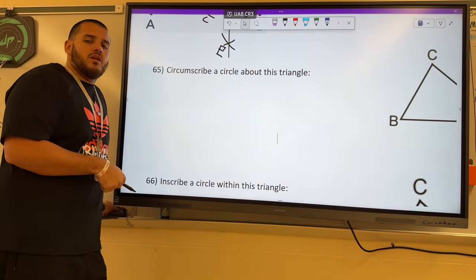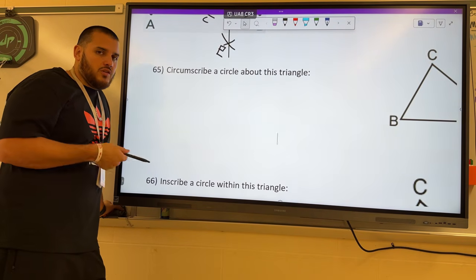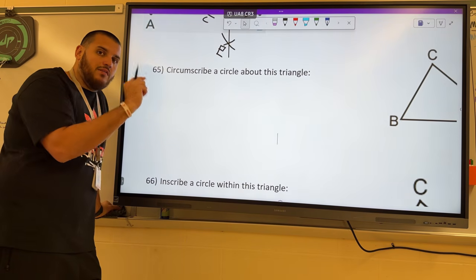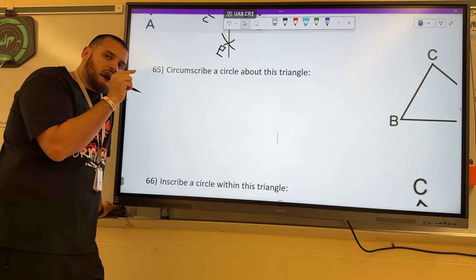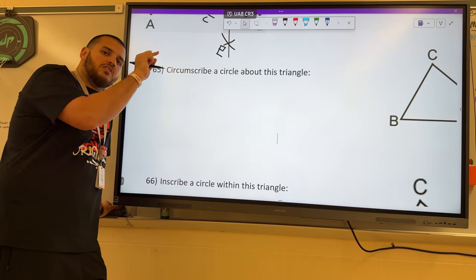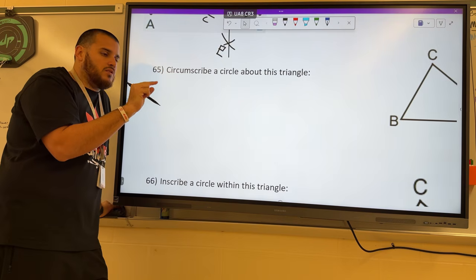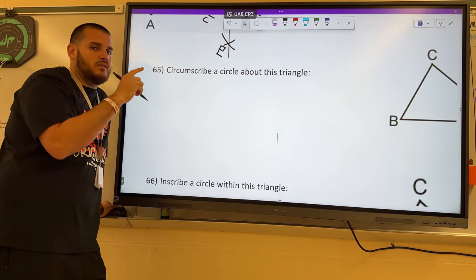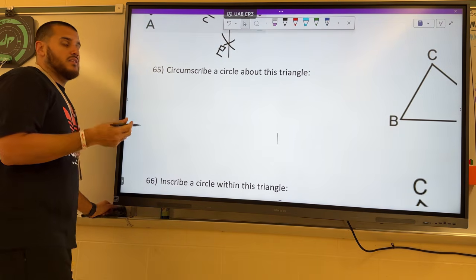Our last 2 constructions are how to essentially draw circles either inside or around a triangle perfectly. Meaning that inside the triangle, the edges of our circle actually hit the sides perfectly of the triangle, and then outside of the triangle, our circle hits the vertices of the triangle perfectly. This is a difficult thing to do.